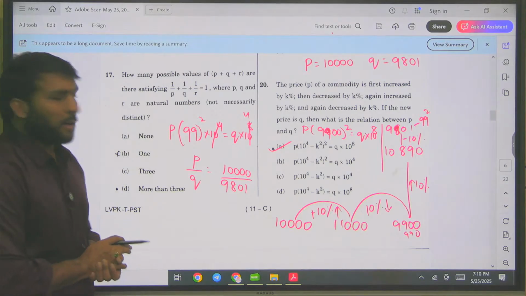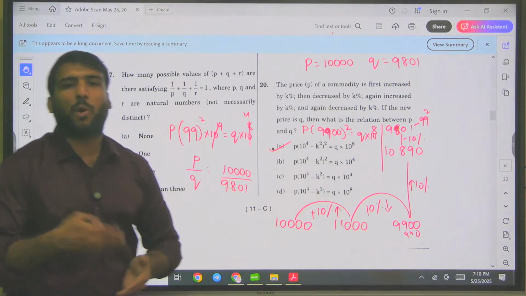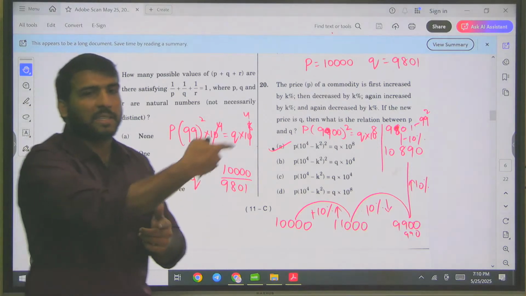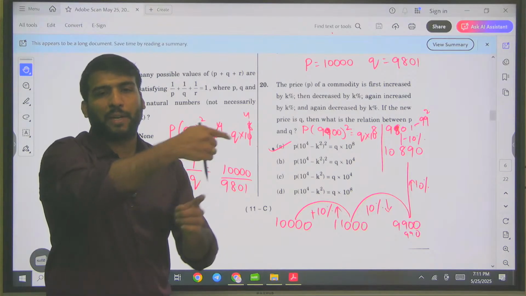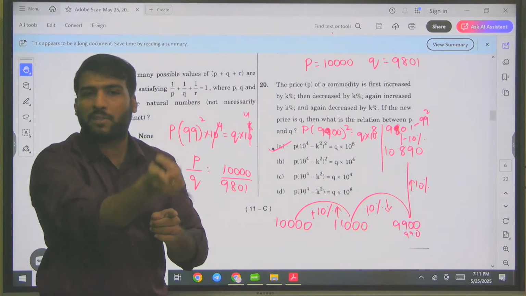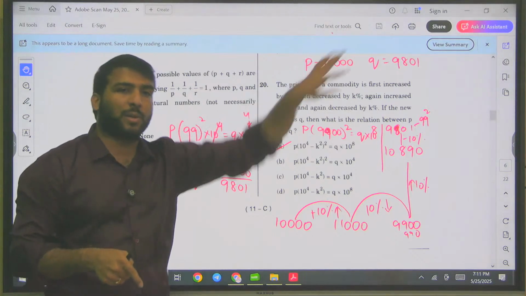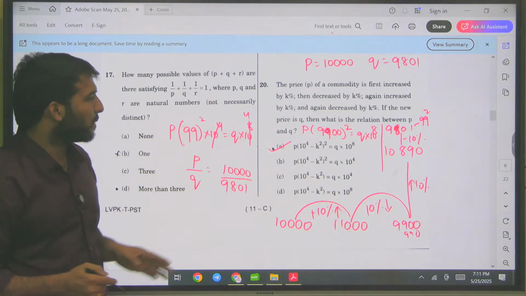Clear? Why I took 10,000 is for one reason: no need to get my answer in decimal points. Otherwise, if I take 100, it will become 110, then 110 minus 10 percent will be 99. Again, if I increase, it will be 108.90. Again, if I decrease, it will become 98.01. Instead of keeping my answer in decimals, I just took this.